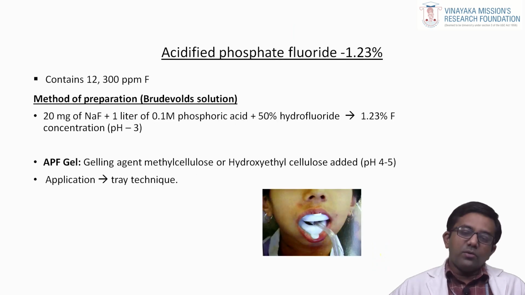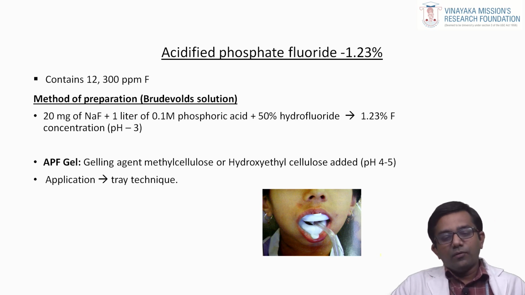The next topical fluoride which was implemented was acidified phosphate fluoride or APF gel, that is at 1.23% of APF. It contains about 12,300 ppm of fluoride, and the method of preparation is that 20 gram of sodium fluoride reacts with hydrofluoric acid. So, it forms 1.23% of fluoride concentration. So, it is available as gels.